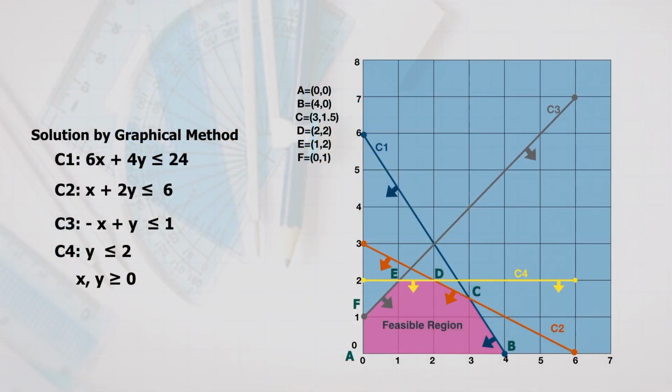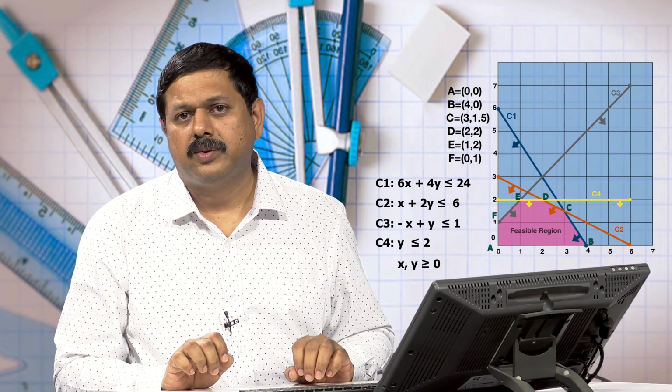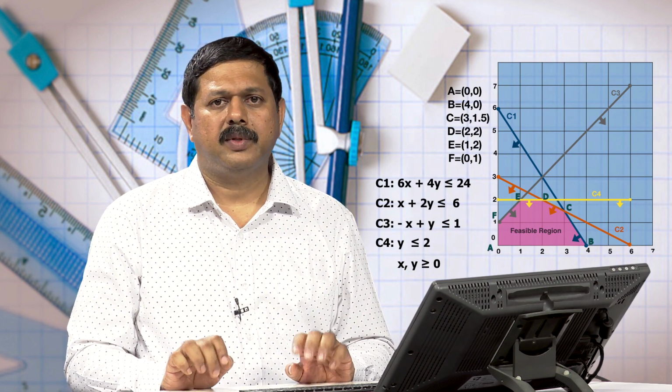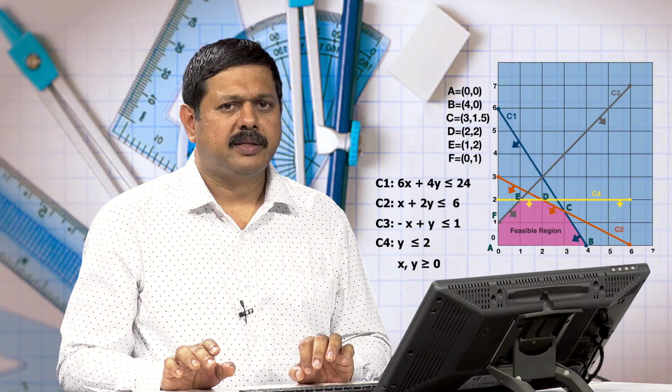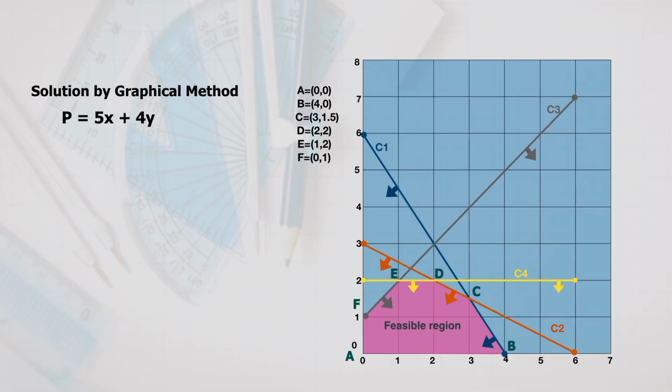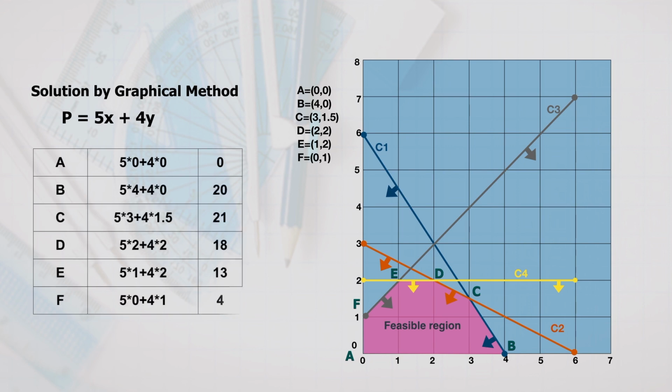D is the intersection of y equal to 2 and x plus 2y equal to 6. Hence, D is equal to (2, 2). E is the intersection of y equal to 2 and minus x plus y equal to 1. Hence, E is equal to (1, 2). Thus, we have the coordinates A equal to (0, 0), B equal to (4, 0), C equal to (3, 1.5), D equal to (2, 2), E equal to (1, 2), and F equal to (0, 1). The value of the objective function 3x plus 2y at these points are 0, 20, 21, 18, 13 and 4, and the maximum among them is 21, which is obtained at the point C.